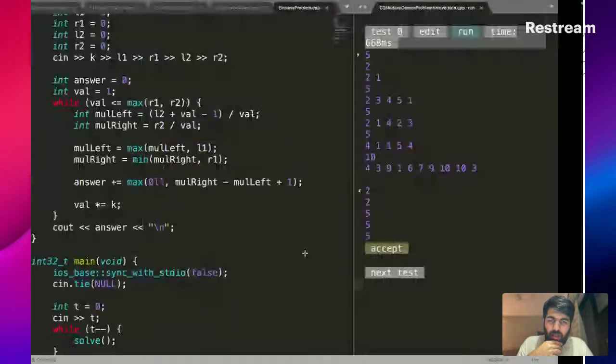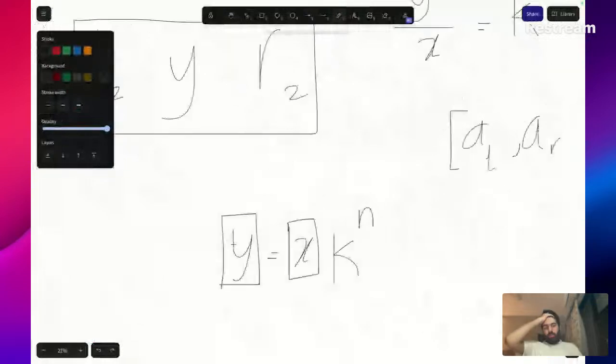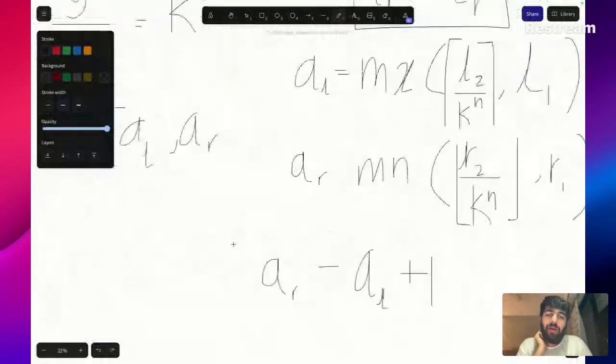But I'm getting a wrong answer. I don't know if my formula is wrong or something. Yes, it could be wrong. So how are you taking the ceil value?